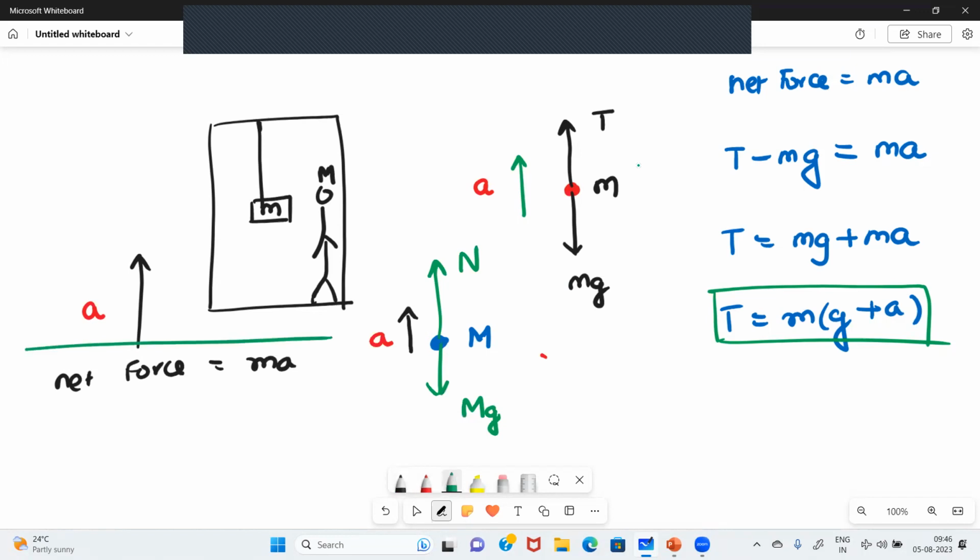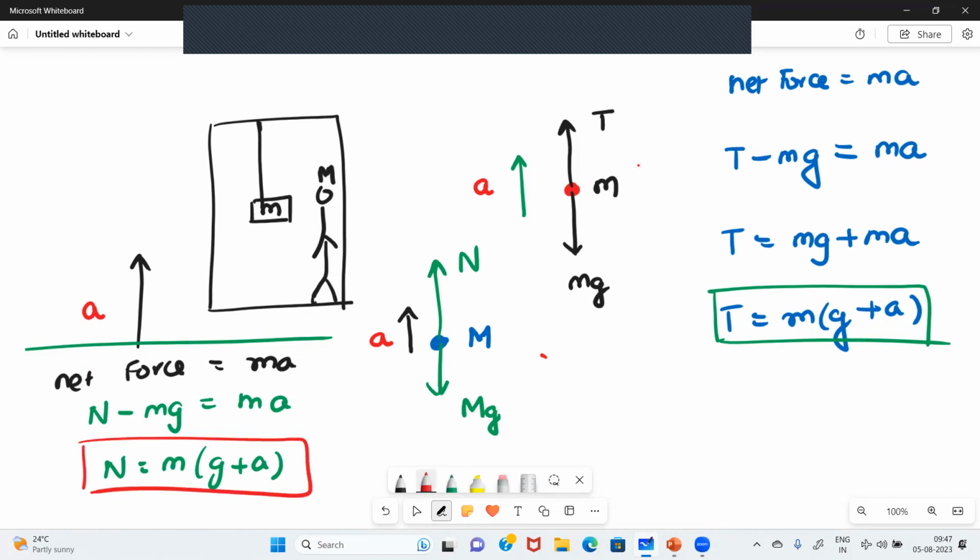Net force is equal to M into a. And in this case, two forces are acting, normal reaction and Mg. So what should we do? N minus Mg is equal to Ma. Excellent. So what is N equal to? Mg plus Ma. I can take M out. So what do you get? M into g plus a. Excellent. Perfect answer. Now, thank you. You got a round of applause.